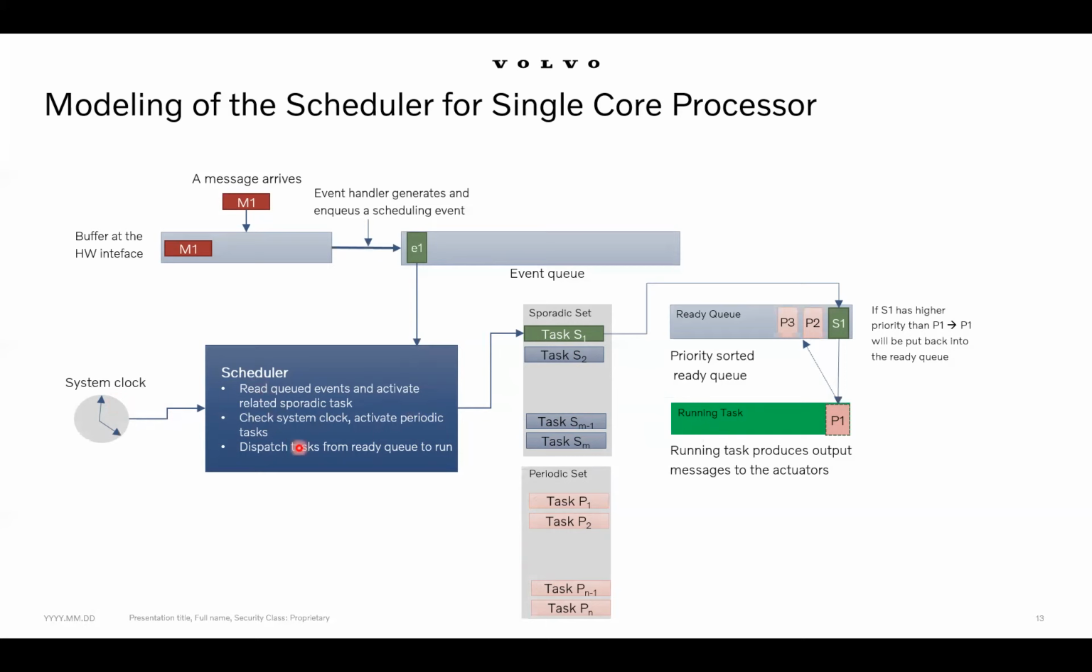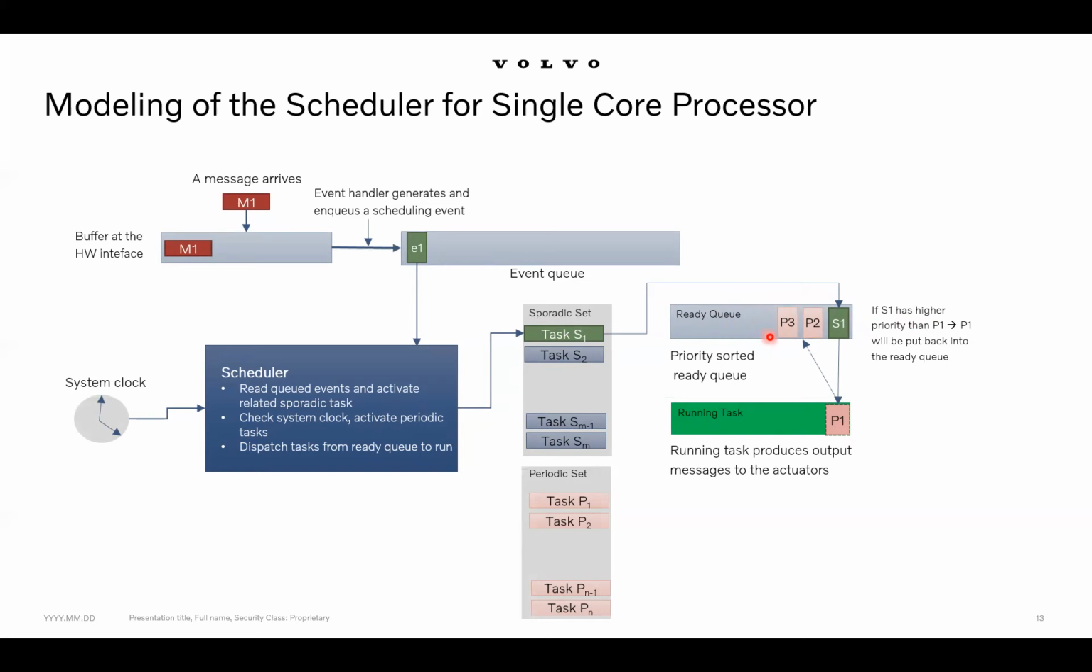What the scheduler does is look at the event, extract the signal from the frame, and look at the signal to see which task is related to this event E1. Let's say it's task S1. It will take task S1 and put it in the ready queue. Now this ready queue is sorted based on priority. Let's say there are already two periodic tasks waiting in the ready queue. If S1 has a higher priority, it will be put first in the queue and then put out to running.